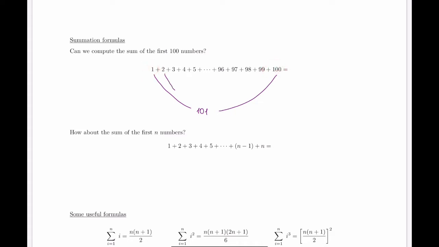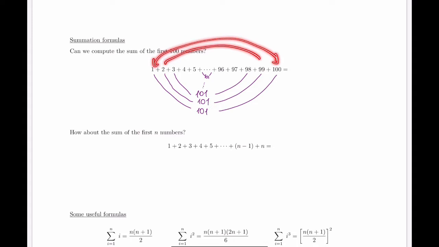If I take the second number and the second to last number, 2 and 99, I still get 101. And if I proceed that way for all of the numbers, I'm going to get 101 all the way down through to the middle two numbers. So instead of adding in a row, I'm going to add from beginning to end and sort of curl the sum down this way, kind of like a rainbow.